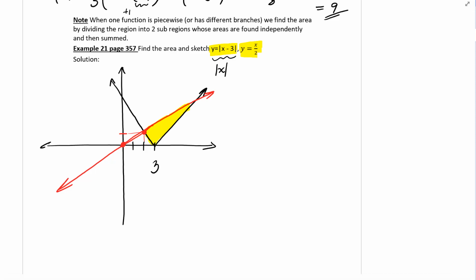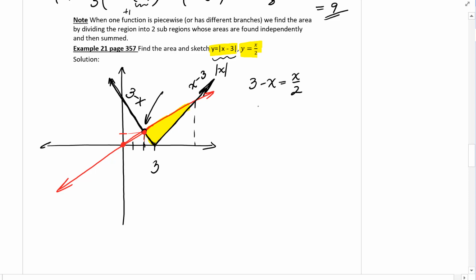So how do we find the points? Well, this one is pretty obvious, but we still have to do it mathematically. This piece is actually x minus 3, and this piece is actually 3 minus x. So in order for us to find this point here, we are going to set 3 minus x equal to x over 2. If we solve this equation, we get 3x over 2 equals 3, which means x equals 2. So this point here intersects at x equals 2.